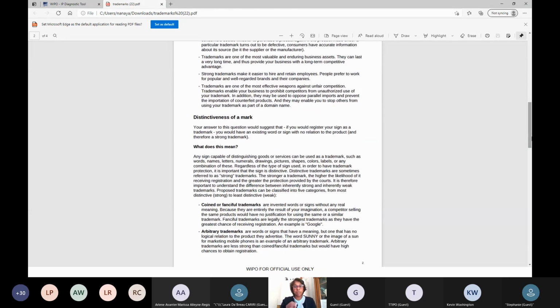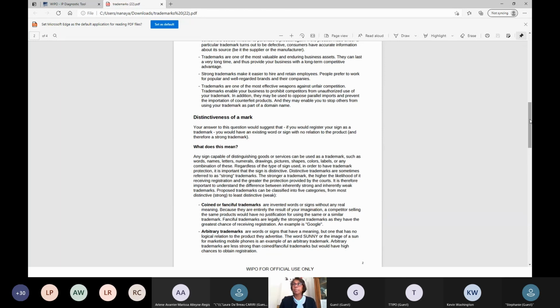You remember the question asked you what kind of sign you have, and we said it's a word that is known but has no link to the product. So this says here, your answer to this question would suggest that if you would register your sign as a trademark, you would have an existing word or sign with no relation to the product and therefore a strong trademark. So it explains that your trademark could be a strong trademark. And then it explains what that means.